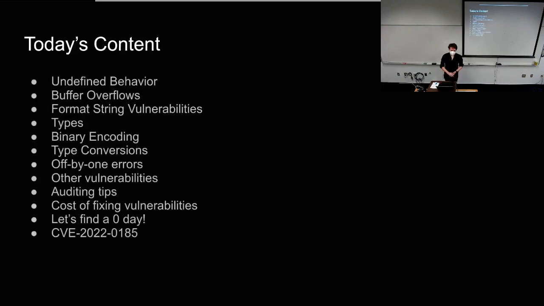Okay, moving on. Today's content, we're going to cover quite a few things. We're not going to go in depth into any of them. We don't care about how to exploit them yet. We just want to see how these vulnerabilities look, how they occur. Some of the things we'll talk about: undefined behavior in general, buffer overflows, format string vulnerabilities, how C handles types and some vulnerabilities that may occur by that. We're going to look at some auditing techniques, why companies don't usually care about security, and we're going to find a 0 day.